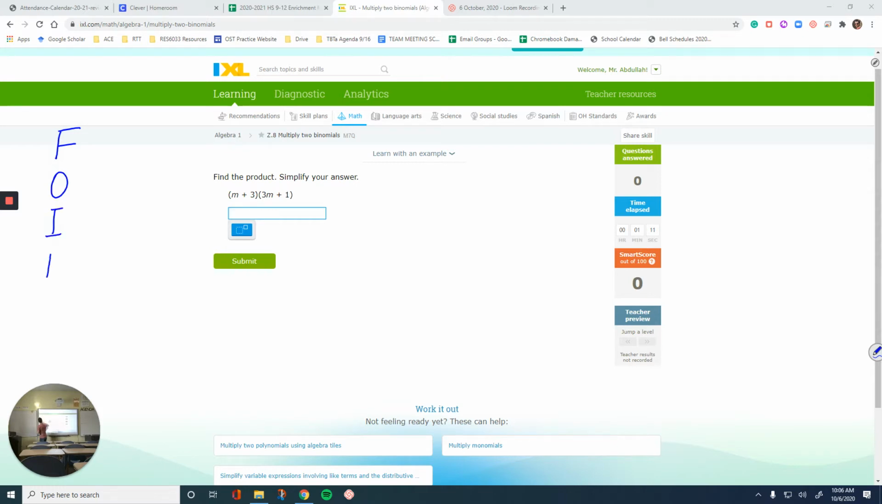Some of you may know what that term stands for. It is multiplying the first terms in each set of parentheses and then multiplying the outers. Multiplying the inners and then multiplying the last terms.